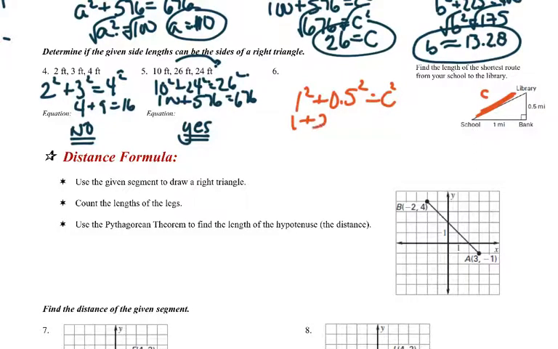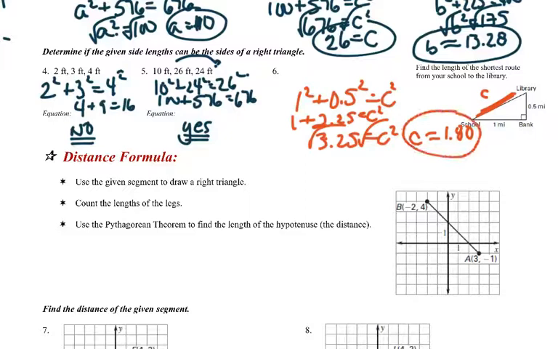This is plus 2.25, so 3.25. Well, we can just take the square root of both sides. So C is going to equal about 1.80. Pythagorean theorem.